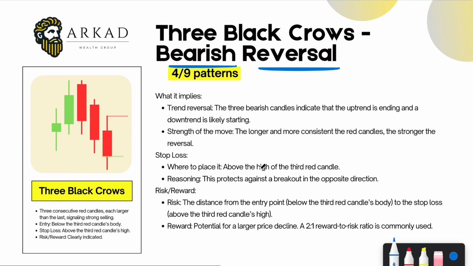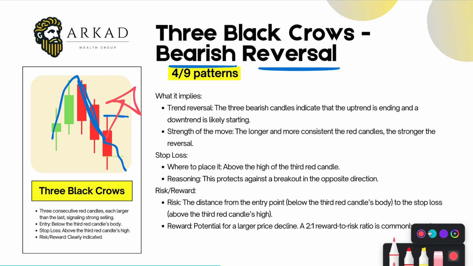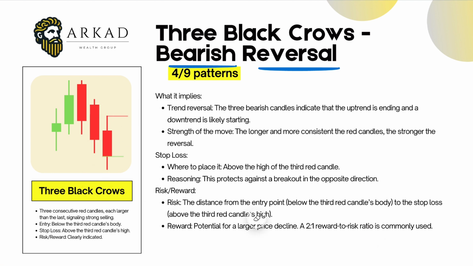Stop loss above the high of the 3rd red candle. So this is your stop loss. The reason for this is it protects against a breakout in the opposite direction. So right now it's going up and then down, and then it's supposed to continue going down. However, if it goes this way, which kind of psychs you out, a false breakout, then that's where your stop loss is supposed to hit. And that's the reason for doing that. Reward 2 to 1 for a larger price decline. So if you do options, you would do a put option.